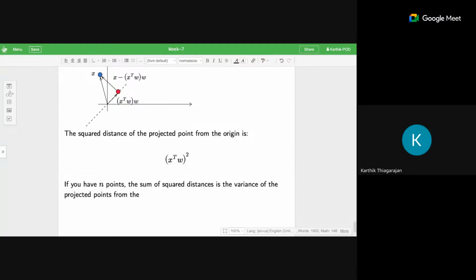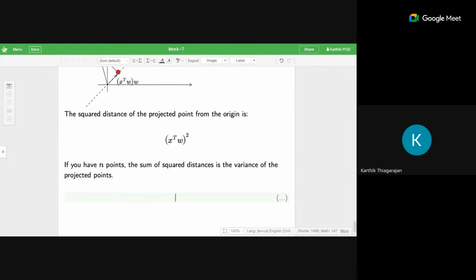is the variance of the projected points from the origin. Okay, origin is the mean, right? So for variance, I don't need to say from the origin. This is the variance of the projected points. So what is the variance? It is deviation from the mean. Recall that variance is deviation from the mean. The mean is nothing but 0, 0 here.